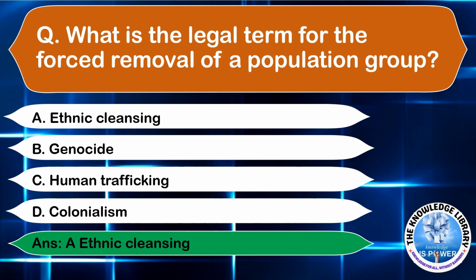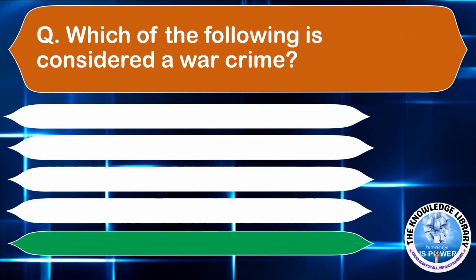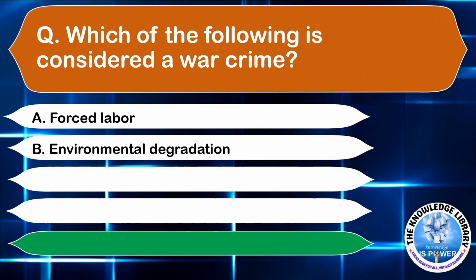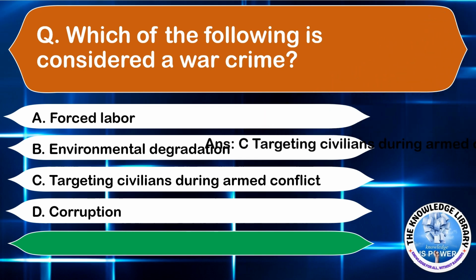Next question is, which of the following is considered a war crime? Option A, forced labor. Option B, environmental degradation. Option C, targeting civilians during armed conflict. Option D, corruption. Correct answer is option C, targeting civilians during armed conflict.